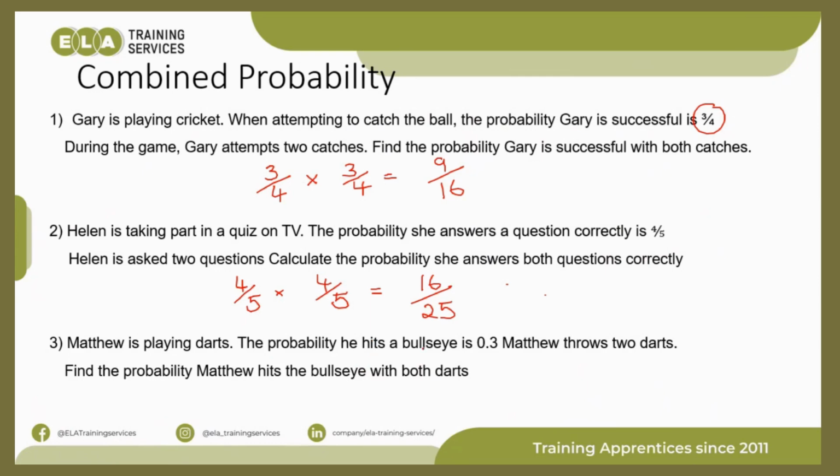And then Matthew is playing darts. The probability he hits a bullseye is 0.3. Matthew throws 2 darts. Find the probability Matthew hits a bullseye with both darts. Okay, so have a go at this question.